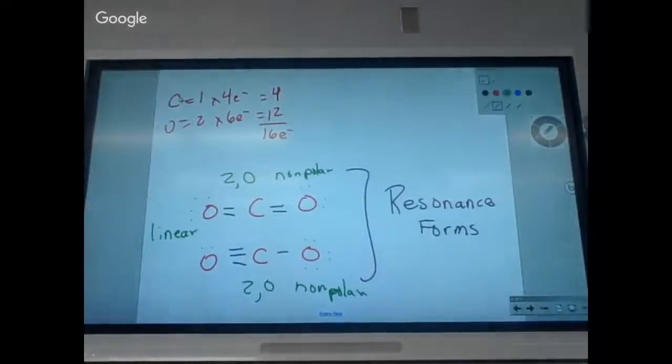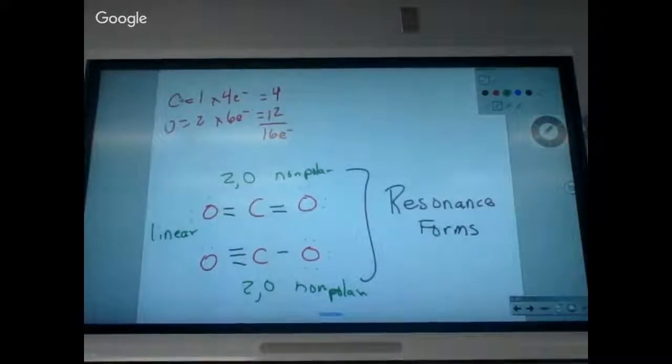It's a resonance form. Okay? So it wouldn't matter how you drew it. I'd accept both answers on the test. If I drew that on the quiz tomorrow for you, I'd accept both answers on the quiz. Okay? You will not see CO2.